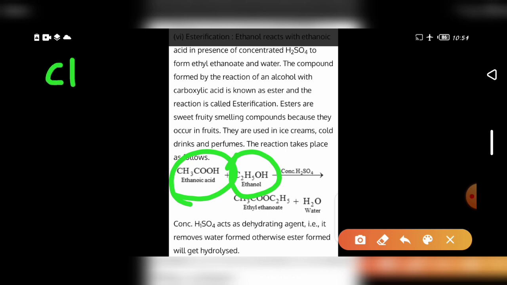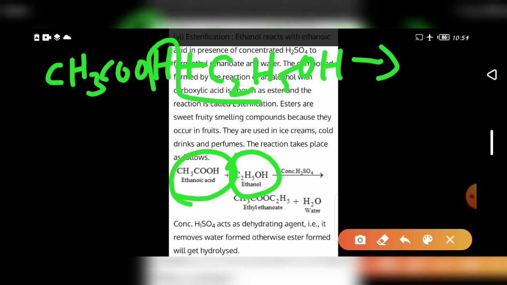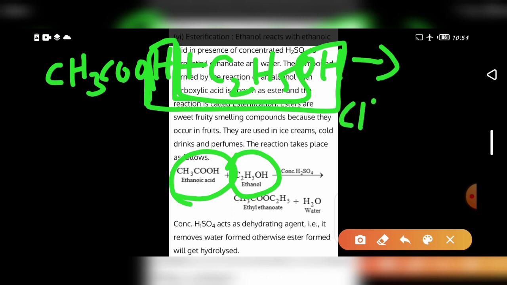You see, CH3COOH plus C2H5OH gives, in the presence of concentrated H2SO4, you can write down. See here, this hydrogen and this OH combine together to form H2O. So these two combine; where it loses, there it will be added. So it forms CH3COOC2H5.